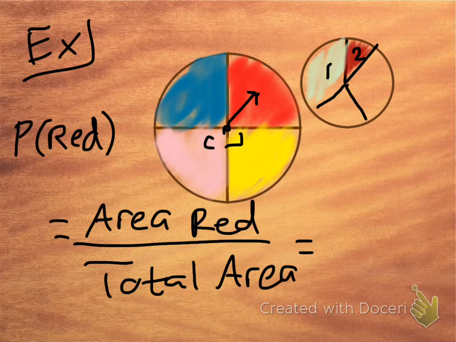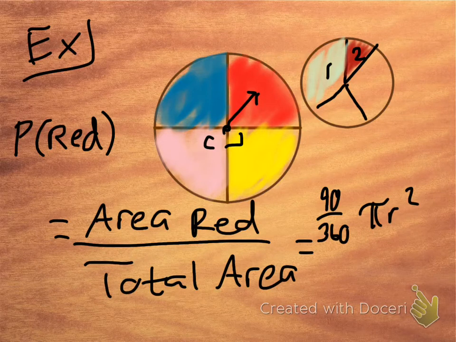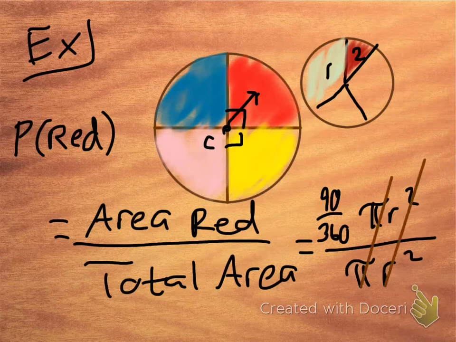Here, I'll show a little bit of detail. 90 over 360 pi r squared. This is from the last section: 1/4 of the area using this central angle, over the total area, pi r squared, which would simplify, because this cancels and these cancel, to just 1/4. But again, in this case, it's not because there's 4 colors, it's because it's 1/4 of the area. So that's a basic concept of how we're doing this.